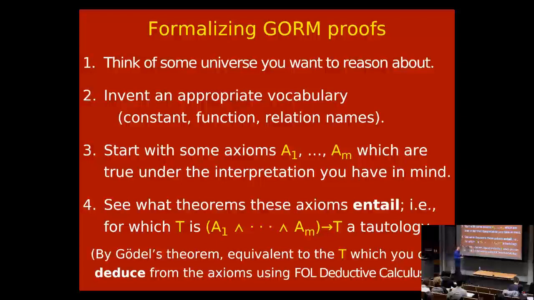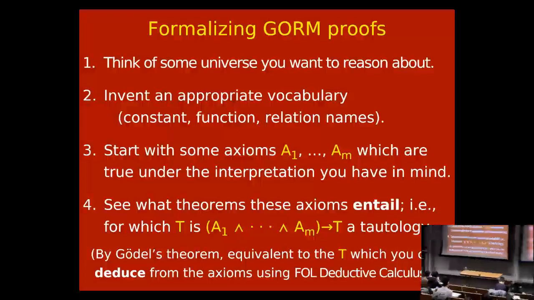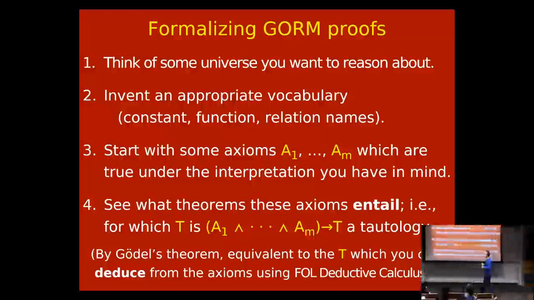Or we also saw there's a way you could phrase it in terms of tautologies. It's to say that the axioms entail a sentence T if A1 and A2 and ... AM implies T is a tautology. It's really saying the same thing. Whenever you have an interpretation that makes all the axioms true, T should also be true.